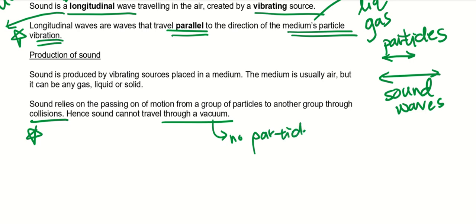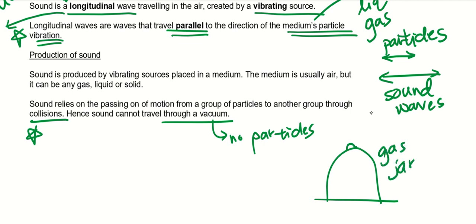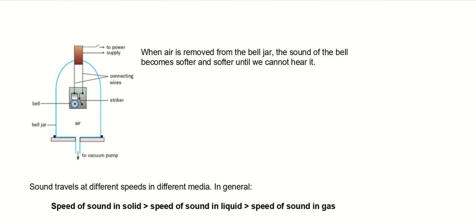So even though I may provide energy to cause something to vibrate, for example, let's say this is a gas jar and inside is vacuum. I may make this vibrate by knocking on the gas jar, but because inside is vacuum, there are no particles. They cannot help to transfer the energy through collision. This is one very important difference between sound waves and other kinds of waves, such as transverse waves. So this is what is happening.